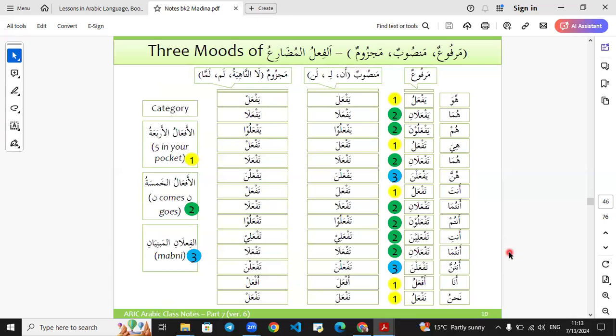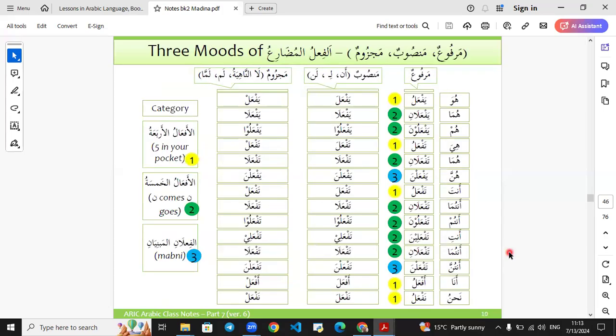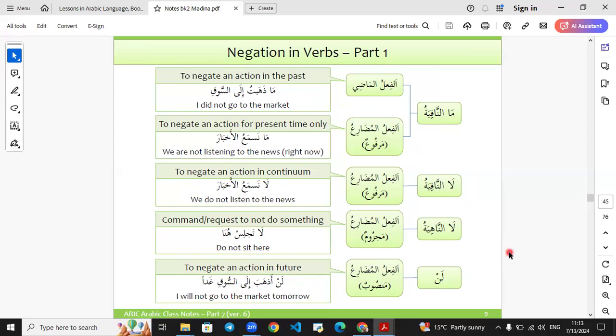In another lesson, we are going to look at the modes of fi'l mudari, how it changes from marfu', mansub, and majzum, and some of the particles that make them change that we've already learned in this part one. So in part two, in another lesson, we are going to look at the modes and how we can construct sentences. For now, let's end here. Next lesson, we are going to look at the Medina book and see how this can be implemented in sentences and in conversation. Jazakallah khairan. Alhamdulillah. Assalamu alaikum wa rahmatullahi ta'ala.